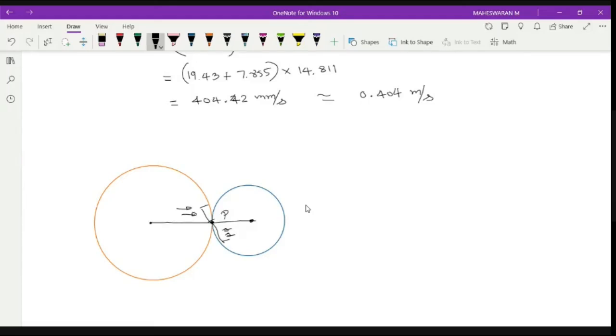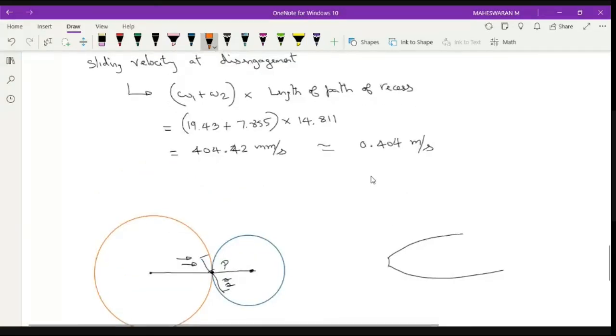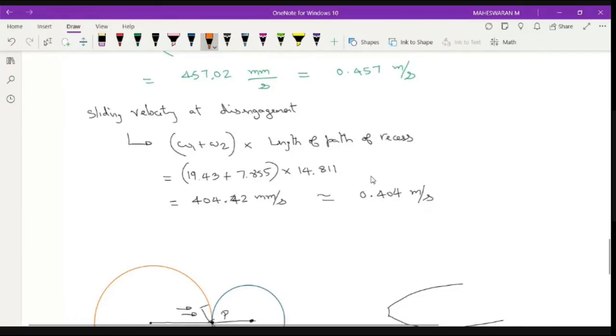It is zero because there is neither a length of path of approach nor a length of path of recess. At that point you will have angular velocity, but neither length of path of approach nor length of path of recess, so it is zero. It is neither pushing nor pulling. That's it.